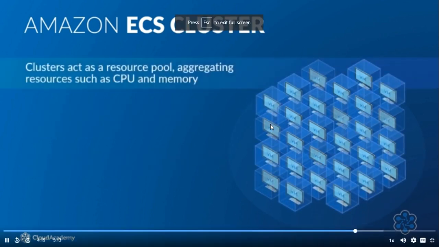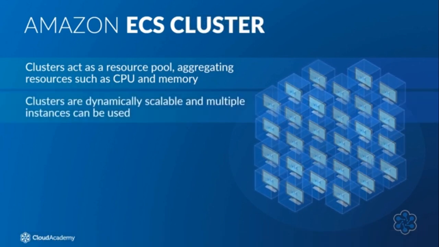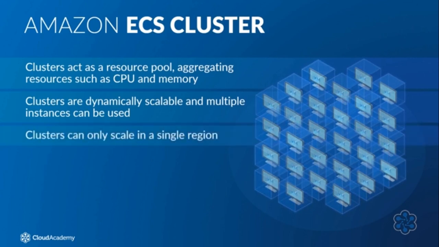The clusters themselves act as a resource pool, aggregating resources such as CPU and memory. The cluster is dynamically scalable, meaning you can start your cluster as a single small instance, but it can dynamically scale to thousands of larger instances. Multiple instance types can be used within the cluster if required. Although the cluster is dynamically scalable, it's important to point out that it can only scale within a single region. Amazon ECS is region specific, so it can span multiple availability zones, but it cannot span multiple regions.